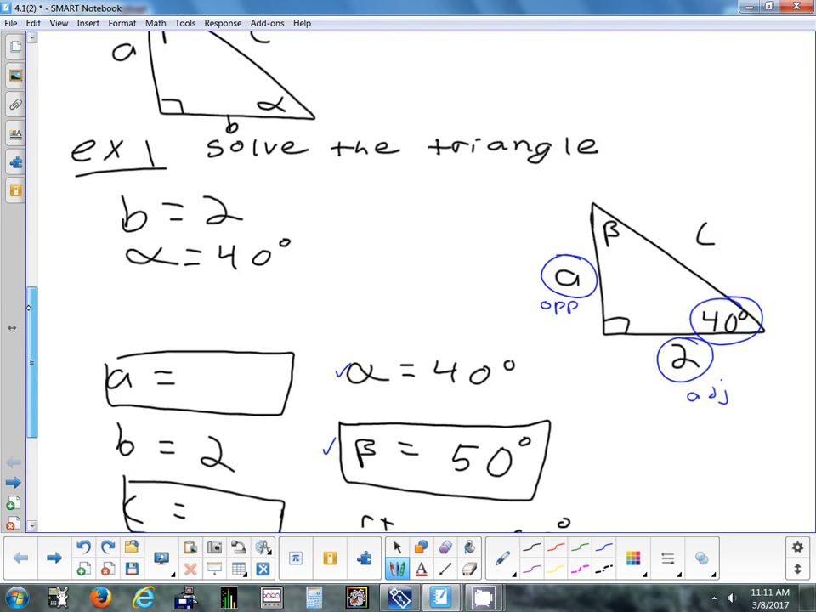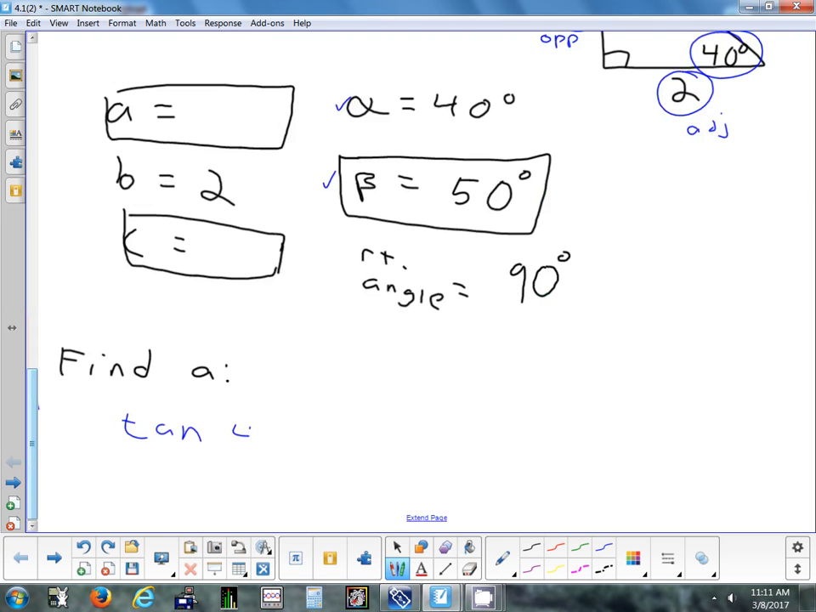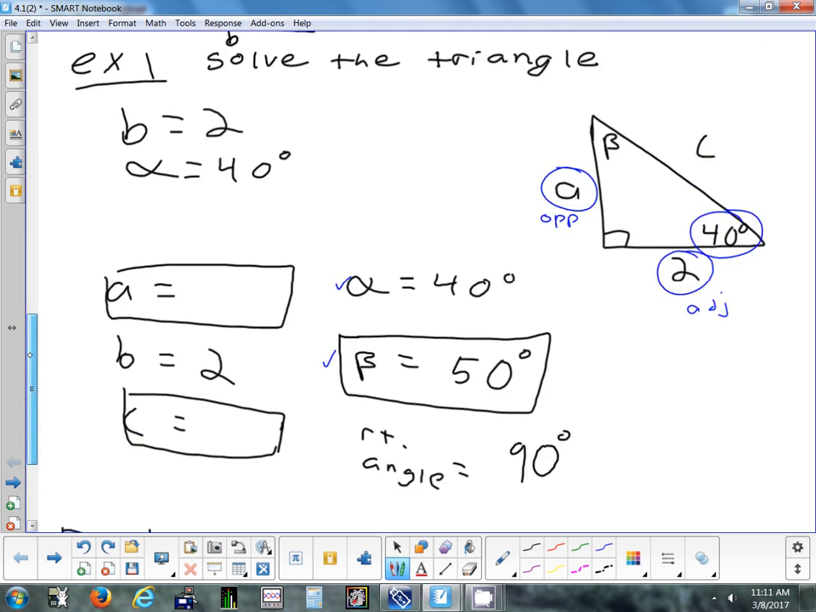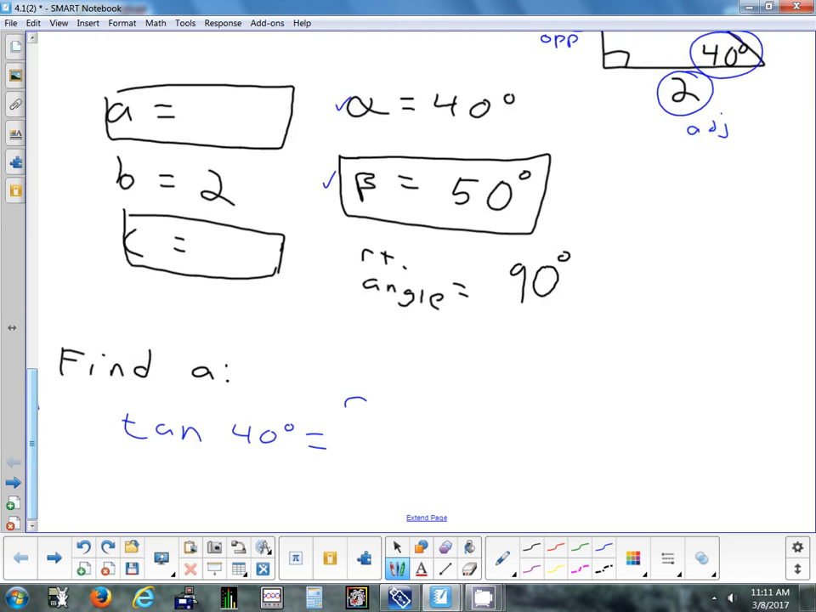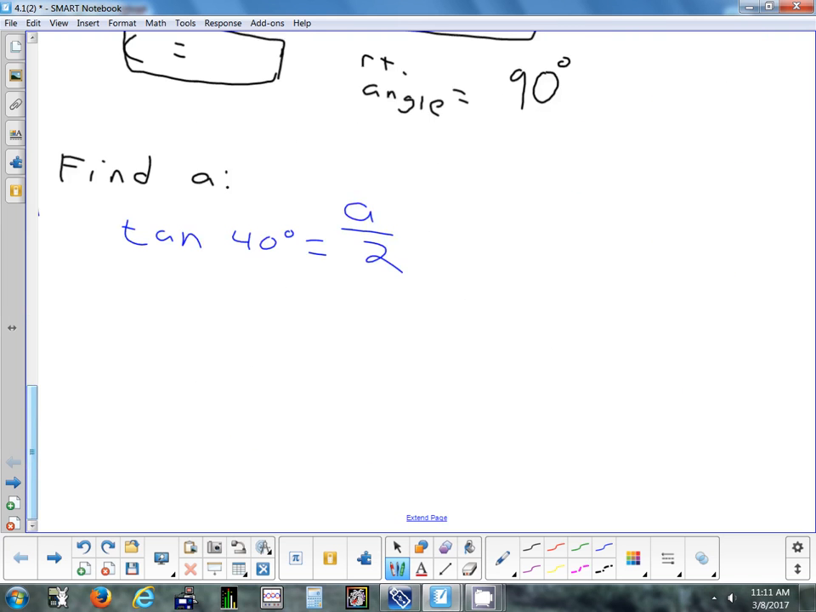What's the angle we're using in this problem? 40. Tangent of 40 equals opposite over adjacent. How long is the opposite side? A. And the adjacent side? 2. Okay, so now solve for A, and then we'll know how long that side is.